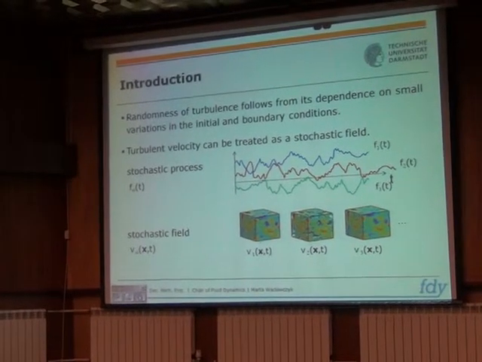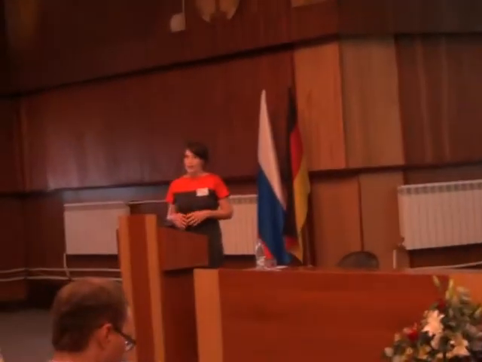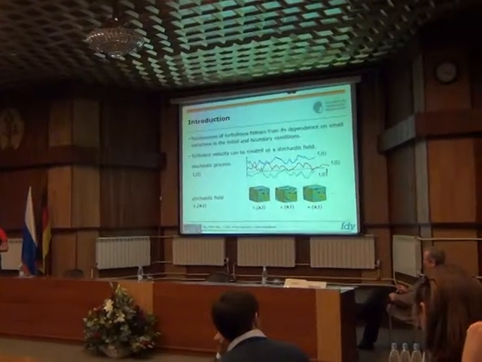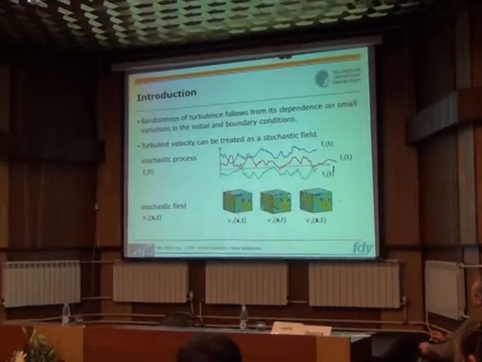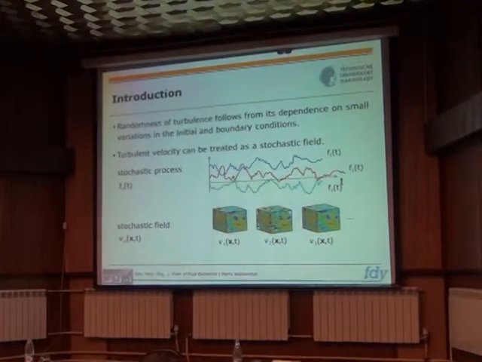So we know that turbulence is described by the deterministic Navier-Stokes equation. However, due to dependence on small variations in the initial and boundary conditions, we can treat turbulence as a stochastic field. So to recall, a stochastic process can be regarded as an extension of the idea of a random variable, in the sense that it is additionally dependent on some deterministic variable like time, and a stochastic field is additionally dependent on space and time.